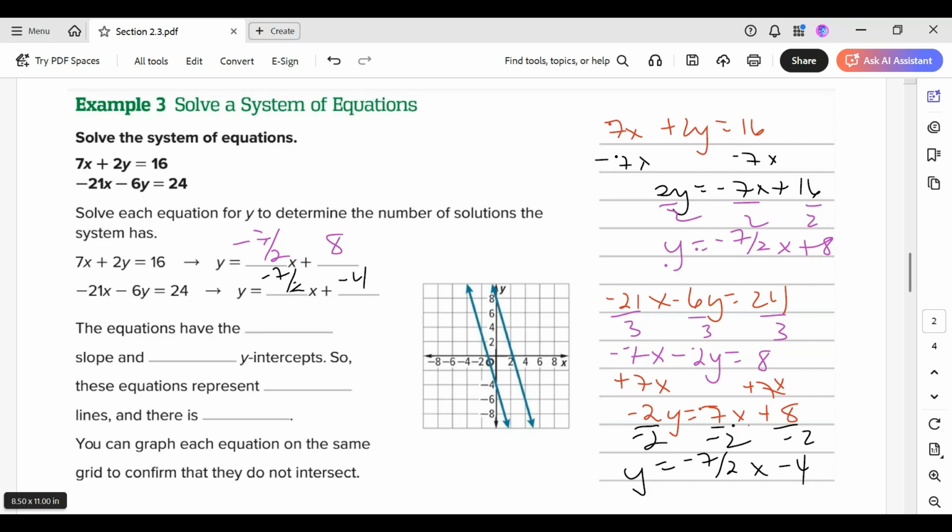Okay, so now what we notice is the equations have the same slope but different y-intercepts. So these equations represent parallel lines, and there is no solution. So we could graph each one, and we can notice that they do not intersect one with the other.